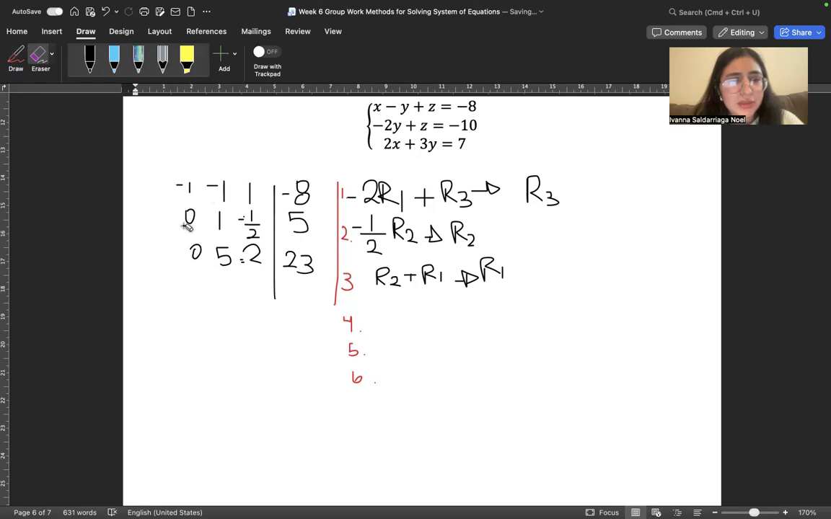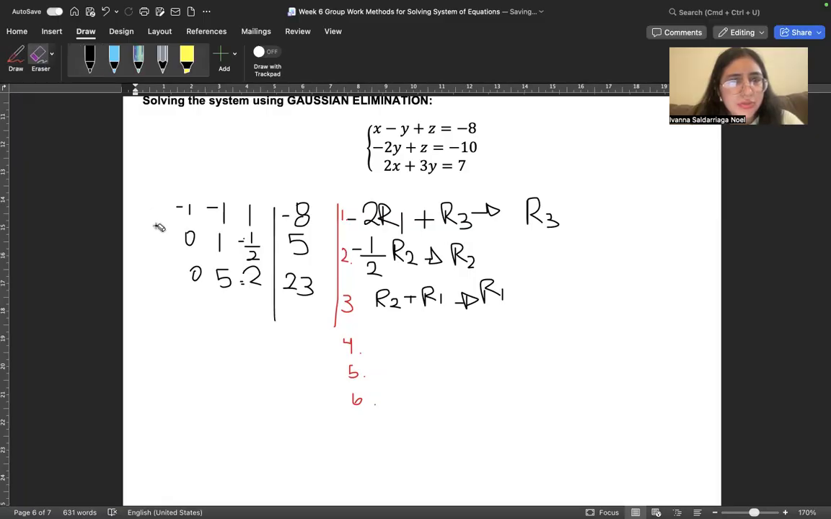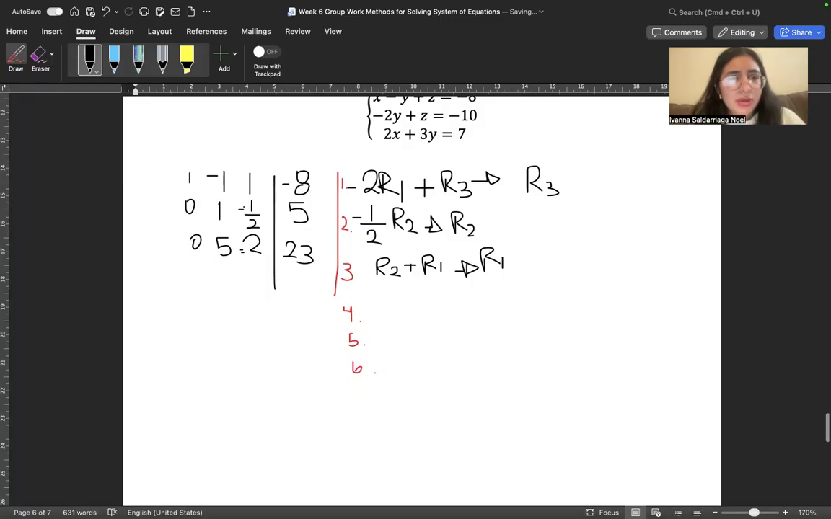So this number remains. Oh, no, sorry. What here did I put? Minus 1. Okay, so this number becomes 1. This number goes 0. And minus 1/2 plus 1/2 plus 1 becomes 1/2. 5 minus 8 becomes minus 3.